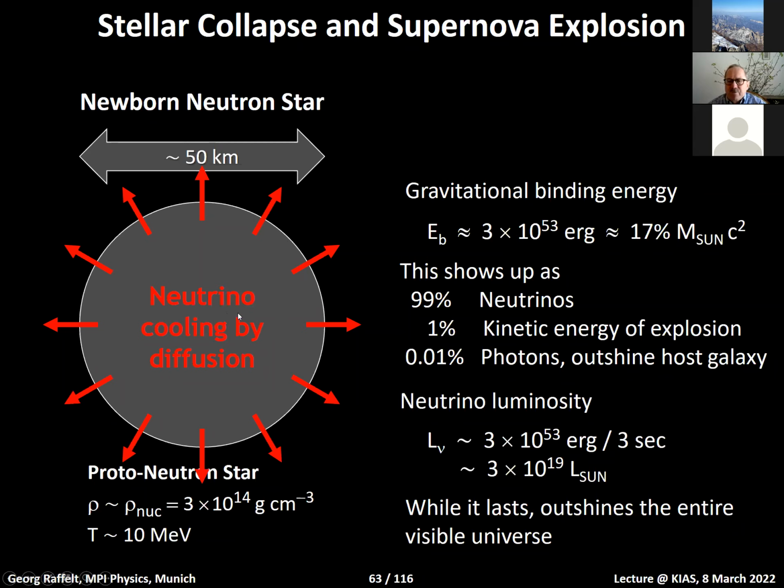Just a huge amount of neutrinos coming out. About 1% of this total energy goes into the kinetic energy of the explosion, and about 1% goes into photons that still outshine the host galaxy. So for a few seconds, the neutrino luminosity of that star is so large that while it lasts, it outshines the entire rest of the visible universe. It's a hugely energetic event, as you can guess from these numbers. So that's why supernova neutrinos are so interesting.